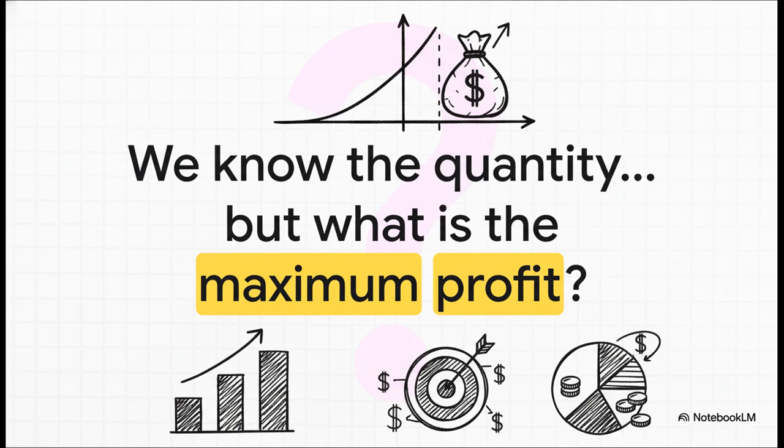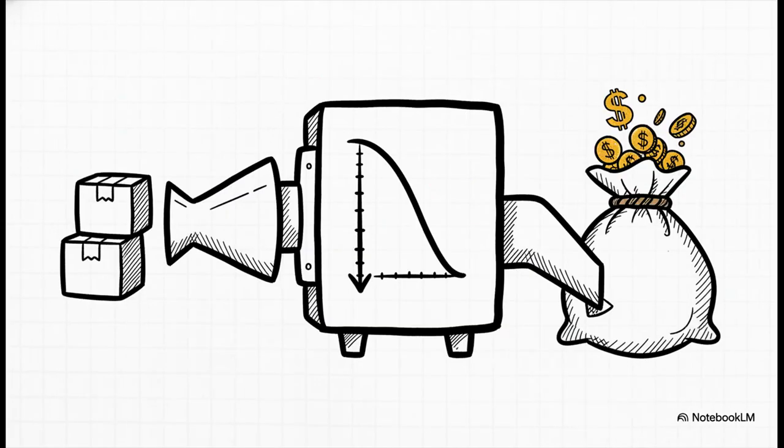So we know the magic number of units to produce. That's fantastic, but it's only half the battle. As a manager, you also need to know what the payoff will be. You need it for budgeting, for forecasting, for setting the company's goals. So what is the actual dollar amount we should expect to see on the bottom line if we hit this target? Well, finding that number is pretty straightforward.